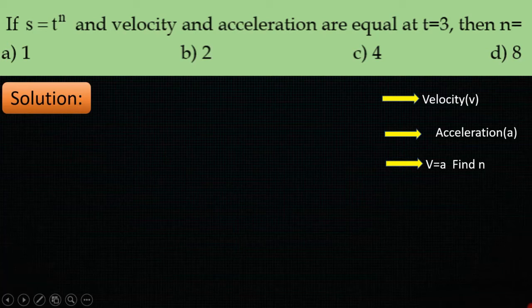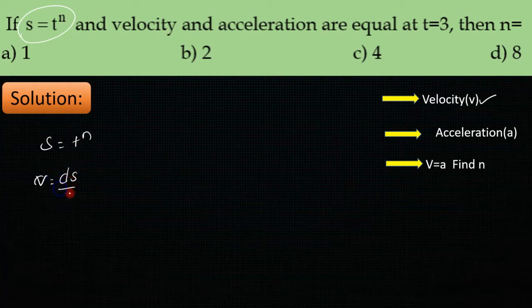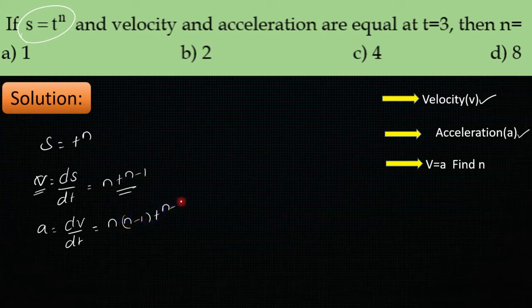Let us start the solution. Given s = tⁿ. Now we find the velocity. v = ds/dt. Differentiating with respect to t on both sides of s, we get n into tⁿ⁻¹. Now we find the acceleration. a = dv/dt. Differentiating v with respect to t, here n is constant, differentiation of tⁿ⁻¹ is (n − 1) into tⁿ⁻².